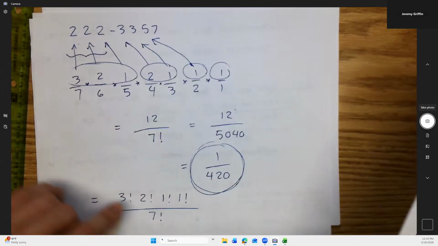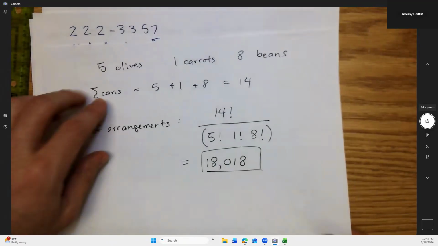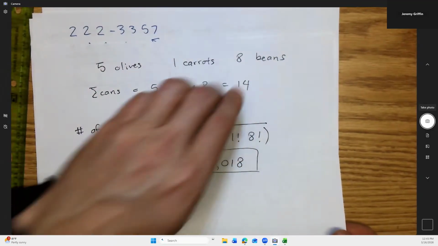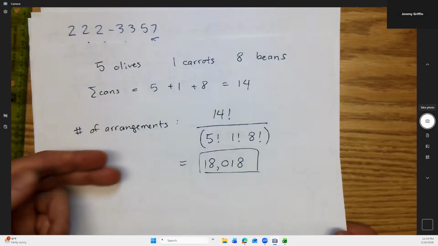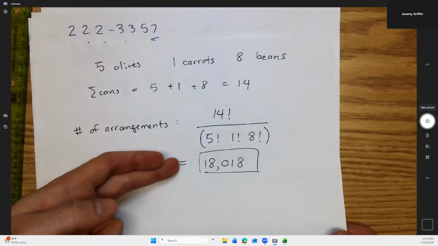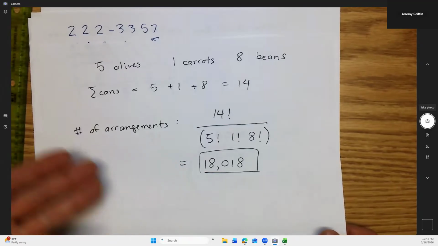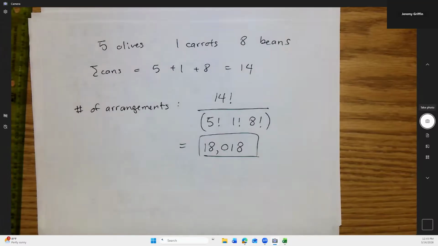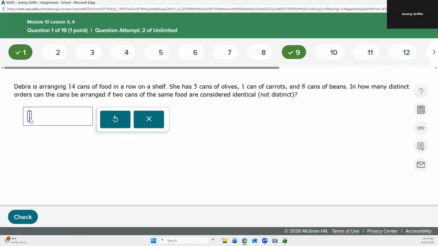Now, if you turn this into a probability question, like what's the probability that the first 5 are all olives, followed by the carrot, and then followed by the 8 beans exactly? The chance would be 1 out of 18,018. There's a 1 in 18,000 chance of that. Let me show you guys that that will be the answer. So I type 18018.